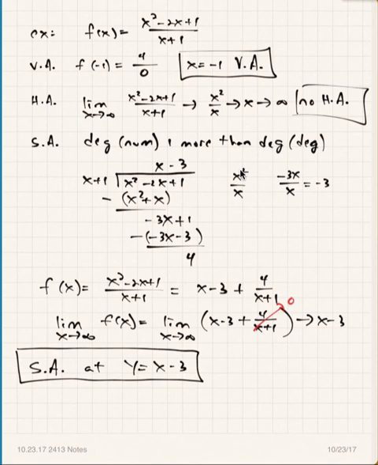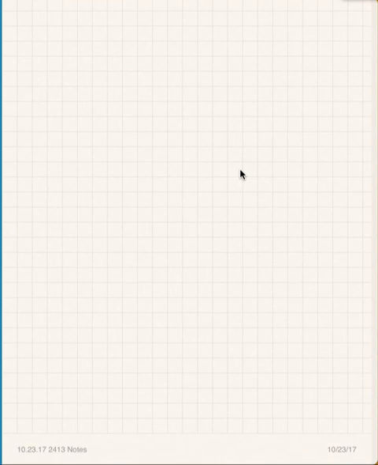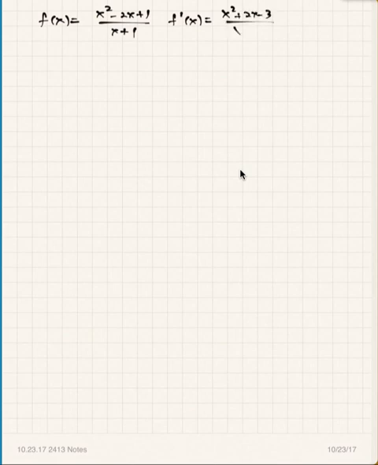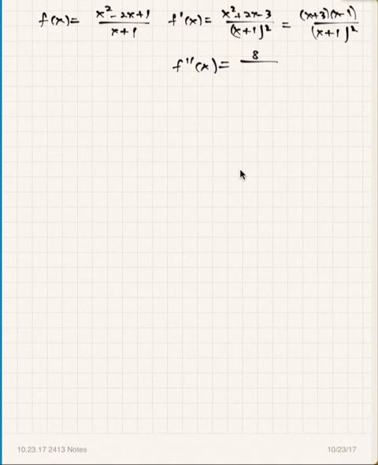All right, so now let's go to the derivatives. Let me go ahead and write our function down again. f of x is x squared minus 2x plus 1 over x plus 1. And I've gone ahead and calculated the derivatives already here. So f prime of x is x squared plus 2x minus 3 over x plus 1 squared. And you could certainly factor that as x plus 3 times x minus 1 over x plus 1 squared. And the second derivative for this function is actually a simpler expression. It's 8 over x plus 1 cubed.